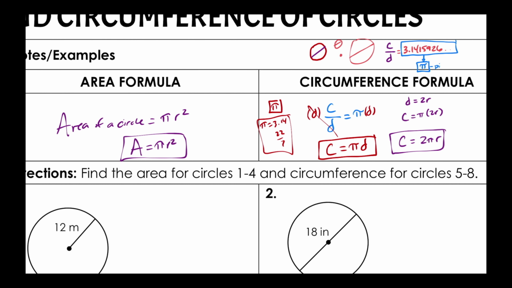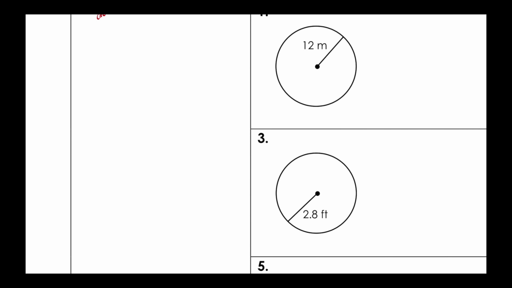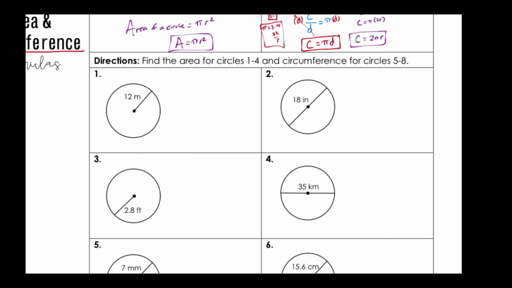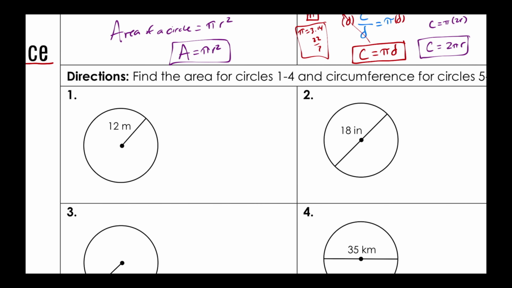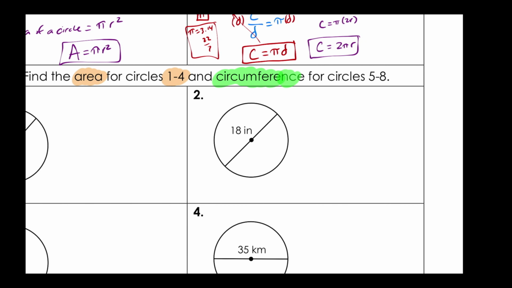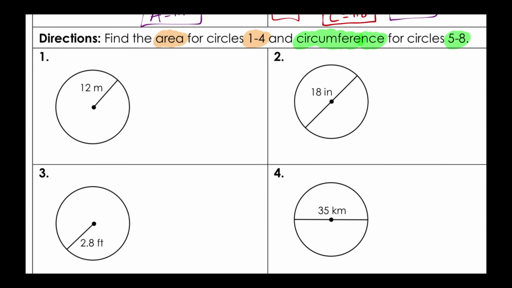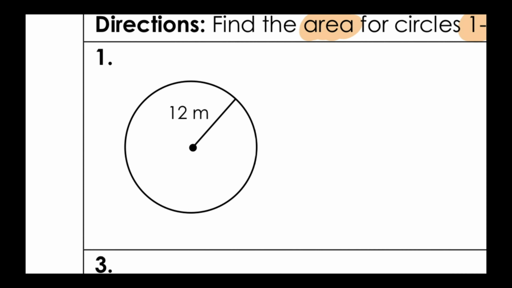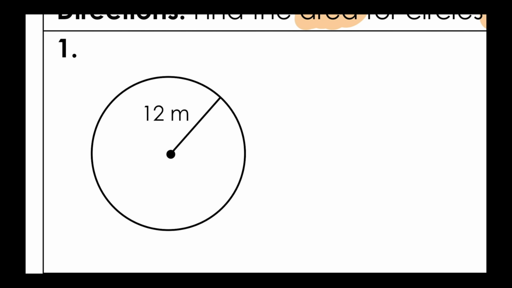Okay, so no questions. All right, so let's look at number 1. For these examples here, you have 8 problems, right? It says find the area for 1 through 4 and find the circumference for 5 through 8. So for 1 through 4, they want the area. For 5 through 8, they want circumference, okay? So let's look at number 1. Let's find the area. So again, area is pi times radius squared.